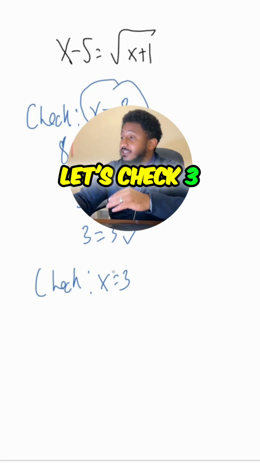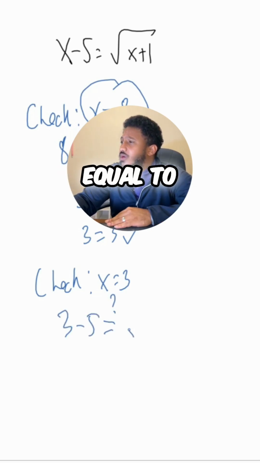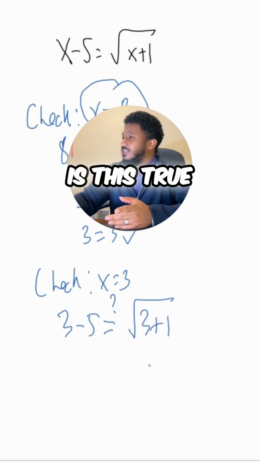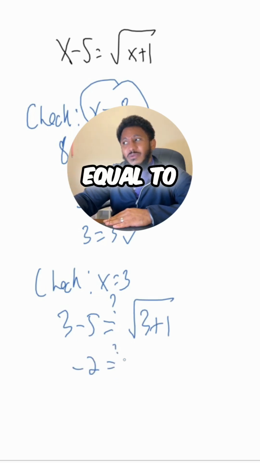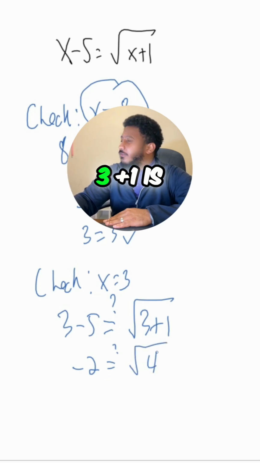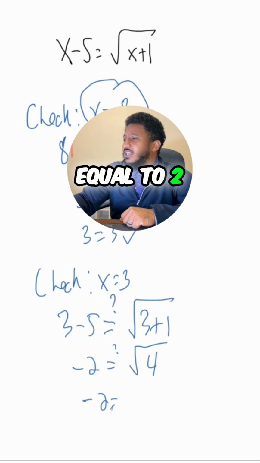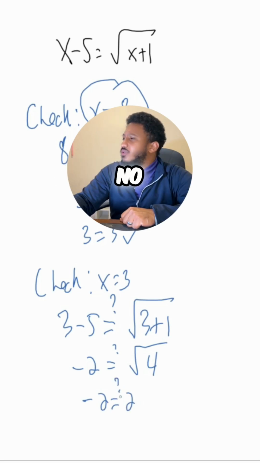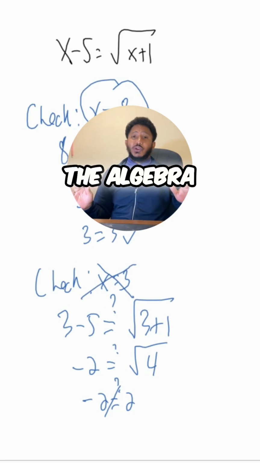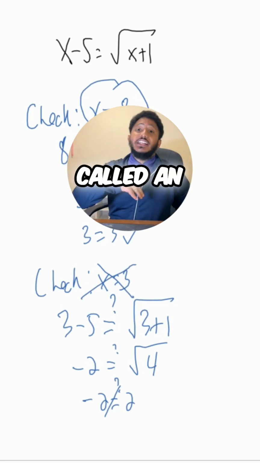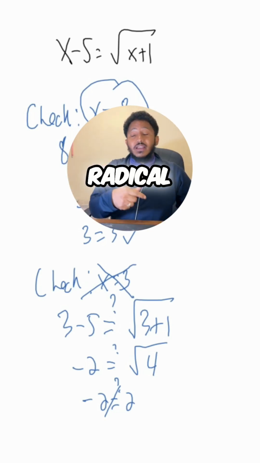But let's check 3. Is 3 minus 5 equal to the square root of 3 plus 1? 3 minus 5 is negative 2. Is that equal to the square root of 4, which is 2? Is negative 2 equal to 2? No, it's not. So this is not a solution to the equation. We did all the algebra correctly, except this time we got what's called an extraneous solution. That's why we always want to check it, especially with radical equations.